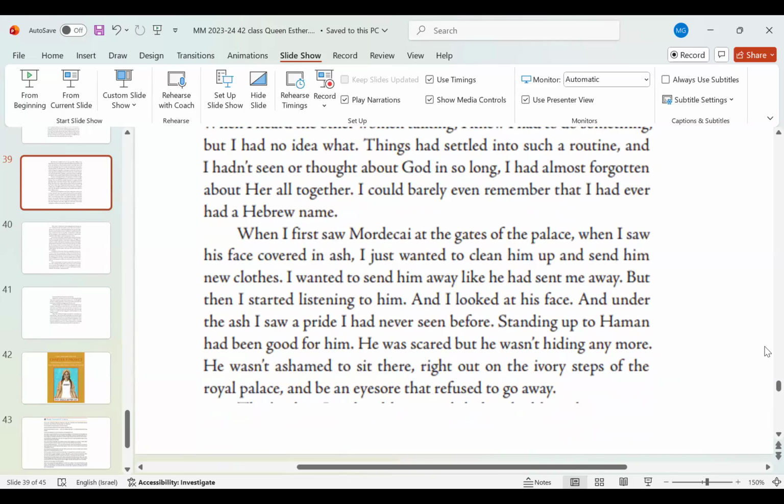But then I started listening to him, and I looked at his face, and under the ash I saw a pride I had never seen before. Standing up to Haman had been good for him. He was scared, but he wasn't hiding anymore. He wasn't ashamed to sit there, right out on the ivory steps of the royal palace, and be an eyesore that refused to go away.